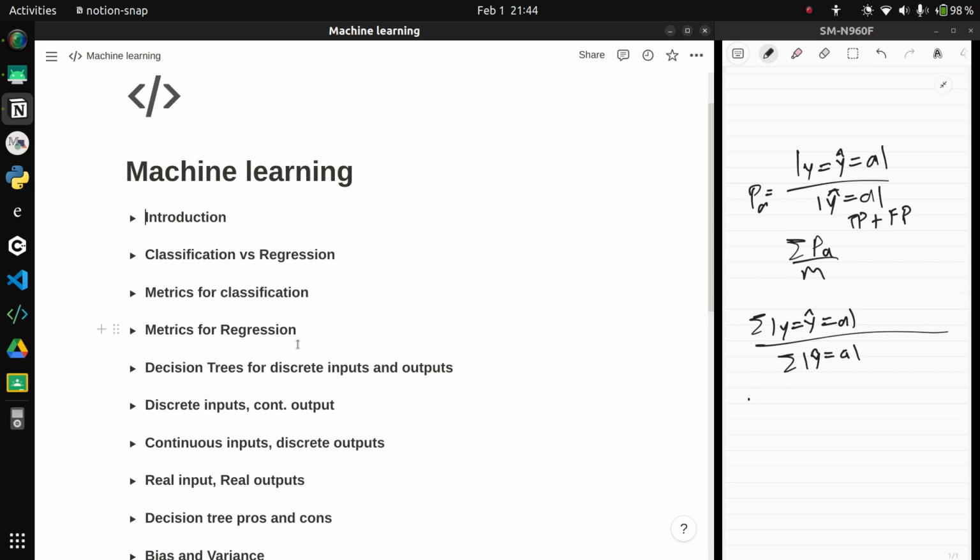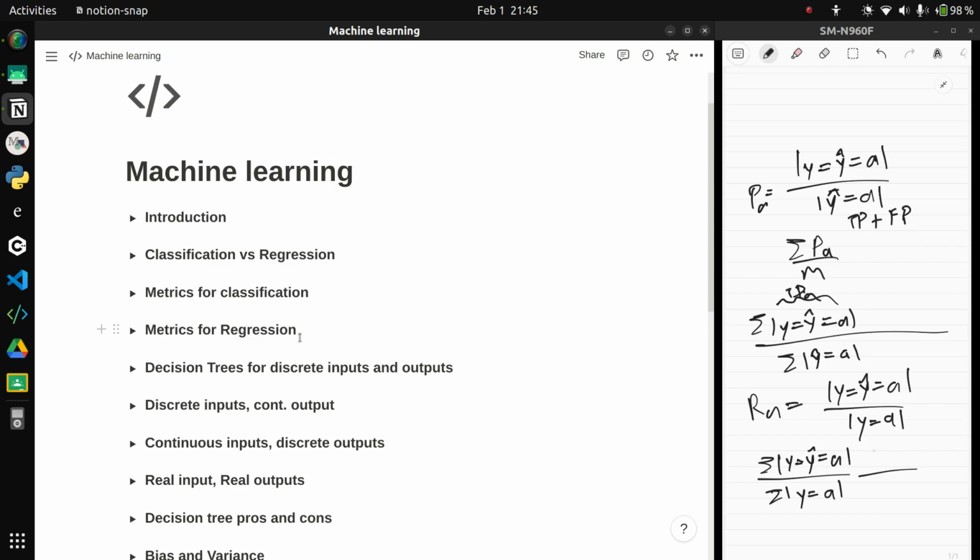What about recall? Recall for a is pretty much the same formula: y equal to y hat equal to a, upon y equal to a. For the micro case of recall, you have the summation of y equal to y hat equal to a, which is the true positive for a, upon the summation of y equal to a, which can be written as true positive plus false negative. Because your ground truth is a, a false negative also corresponds to y equal to a, except that y hat is not y.